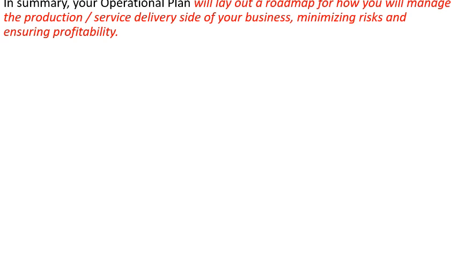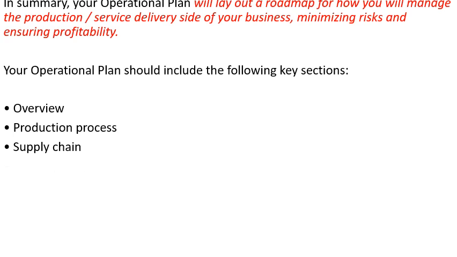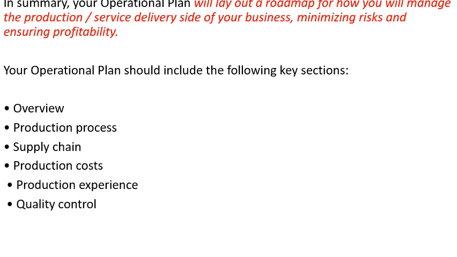In summary, the operation plan will lay out a roadmap for how you will manage the production or the service delivery side of your business, minimizing risks and ensuring profitability. Your operation plan should include the following key sections. 1. Overview. Production process, supply chain, production costs, production experience, and quality control.